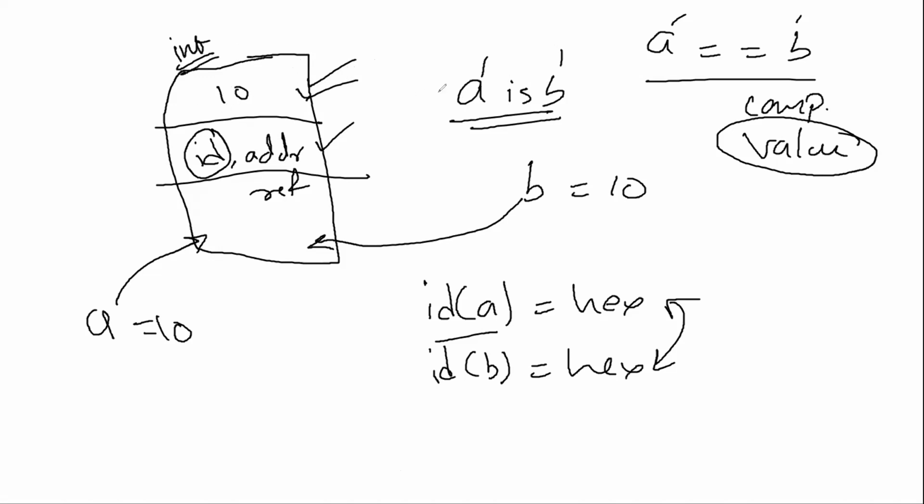So the is operator is used to compare the identity or address. I will not be calling it address anymore. I will be calling it identity. In Python, it is mainly known as identity. So the is operator is used to check the identity of A and B, not the value of A and B. A double equal to B is the comparison of value. A is B is the checking of identity, and that is where we use the is operator.